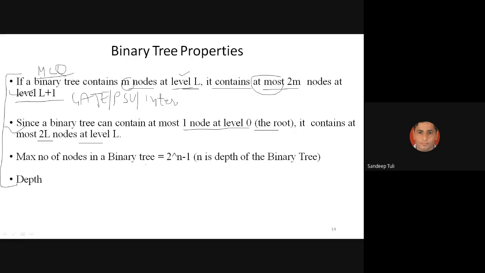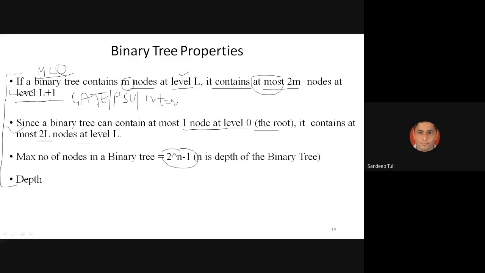Now, the maximum number of nodes in the binary tree could be... So the second point is contradicting the first point. Sir, you told us there would be 8 nodes on the third level, and now you are saying there will be at most 6 nodes at the third level.